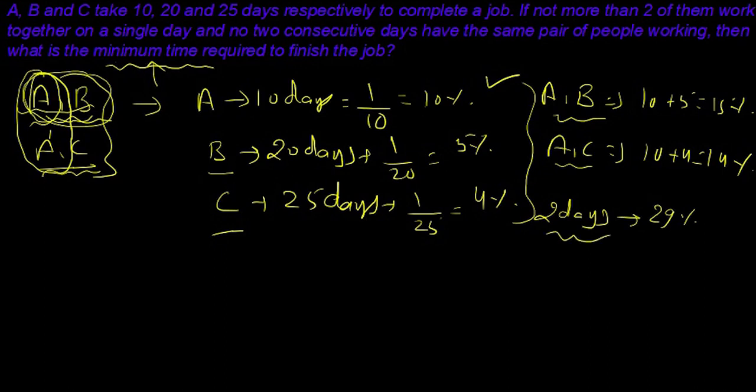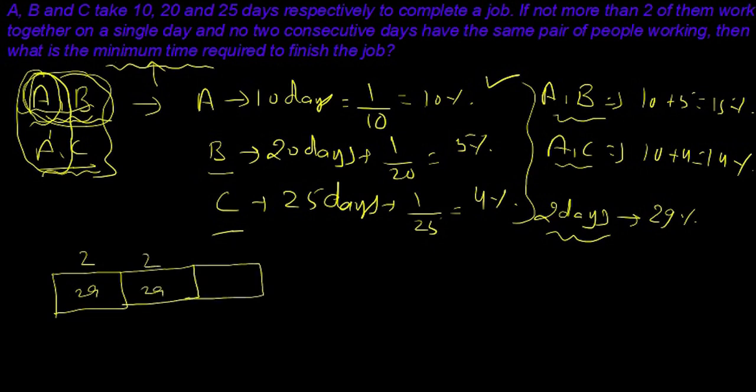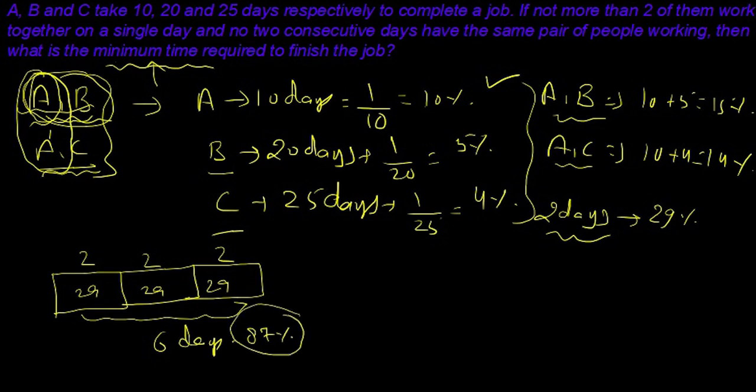How many cycles of these 2 days can be written? Let's say 2 days, 29%, for the next 2 days again 29%, for the next 2 days again 29%. So in these 6 days, 87% of the work will be completed. Now what will happen on the seventh day? On the seventh day, 15% is the capacity.